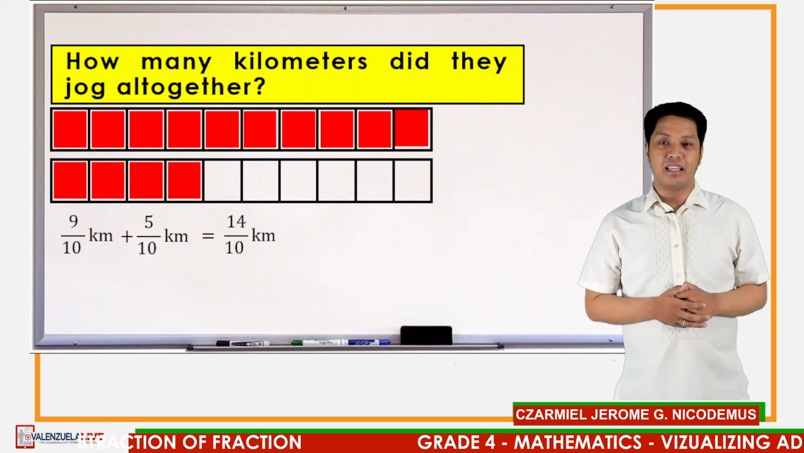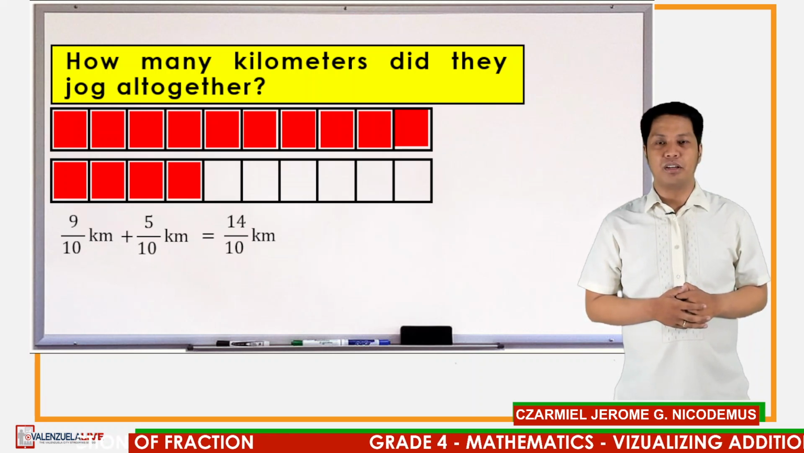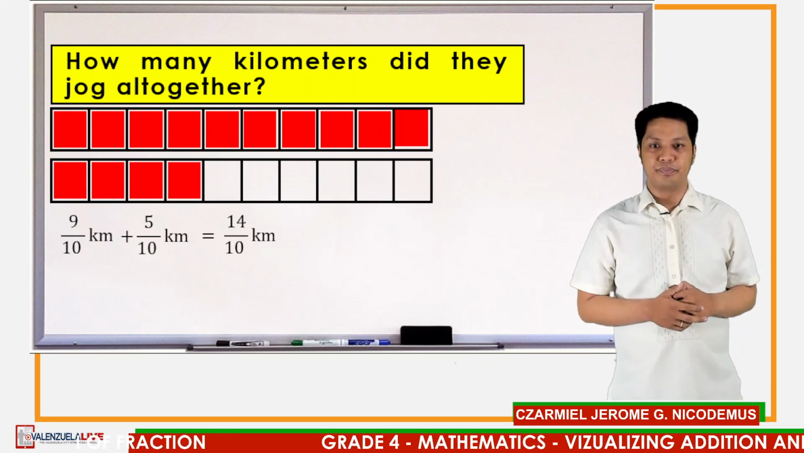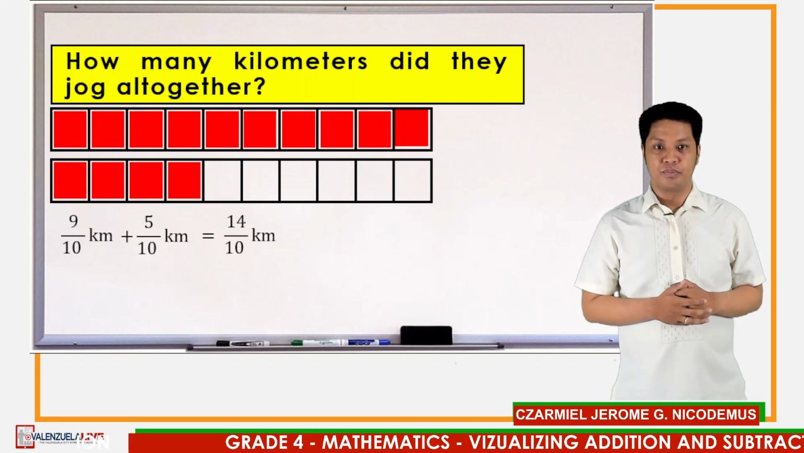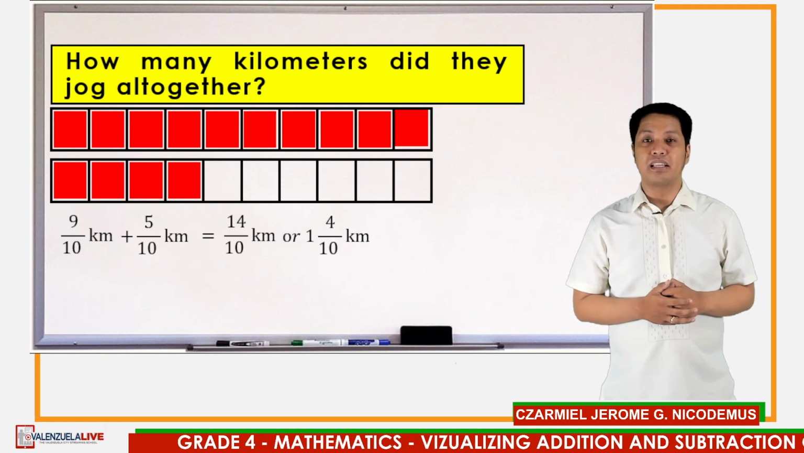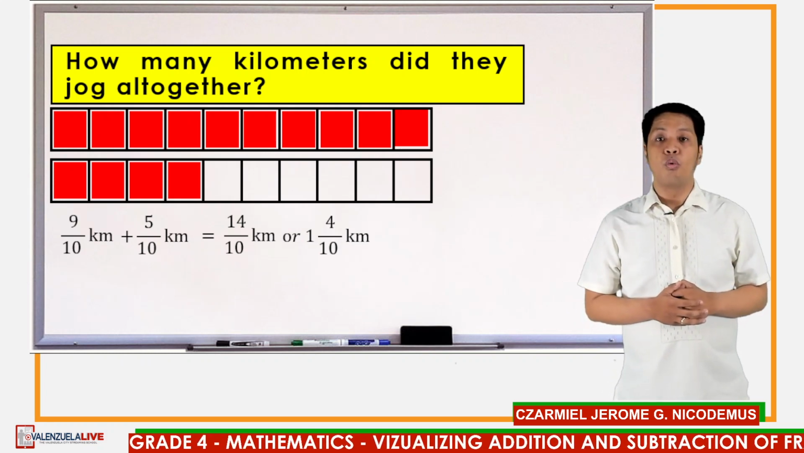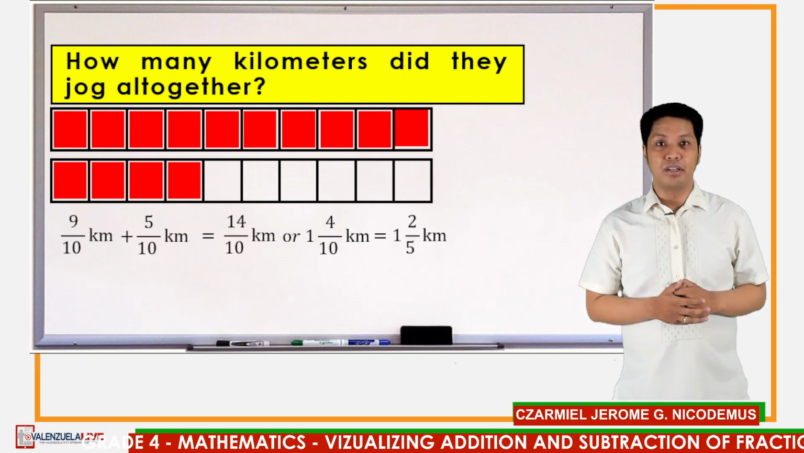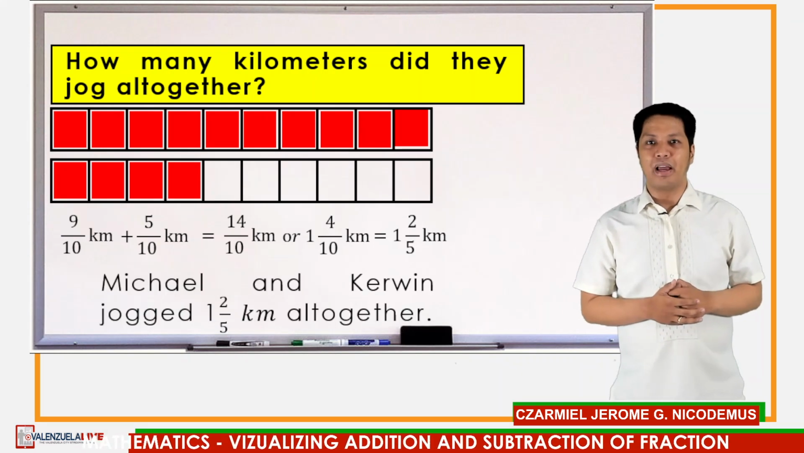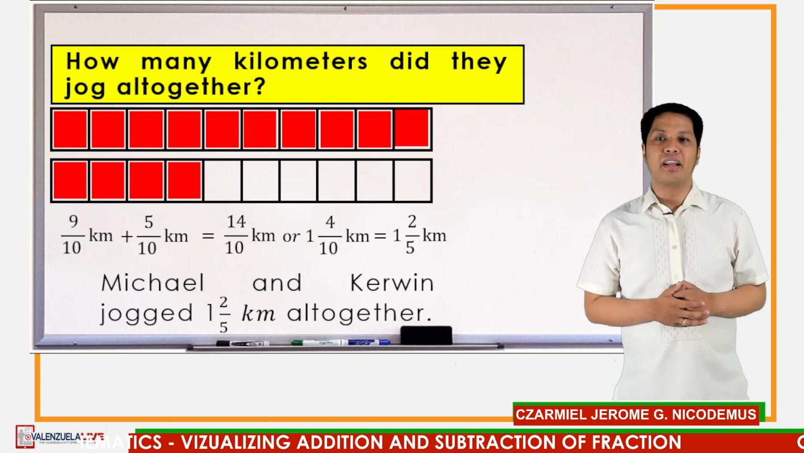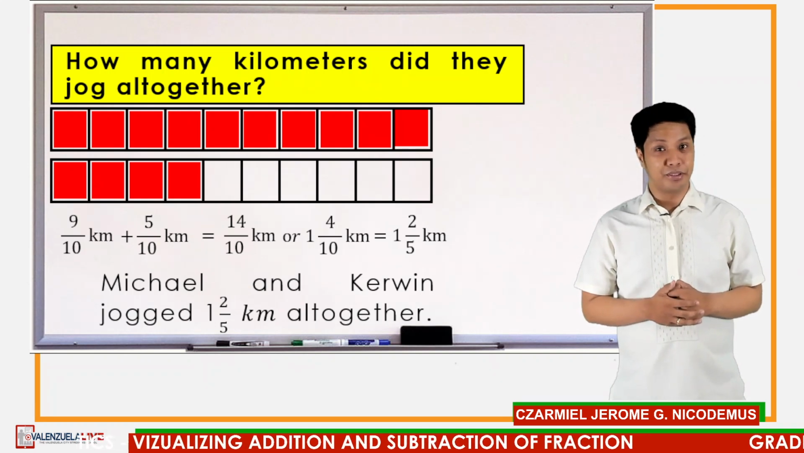So 9/10 kilometer plus 5/10 kilometer is equal to 14/10 kilometer. Remember to always reduce it to lowest terms. So 14/10 kilometer is also equal to 1 4/10 kilometer or 1 2/5 kilometer. So Michael and Kerwin jogged 1 2/5 kilometers altogether.